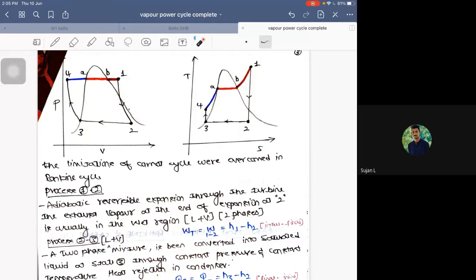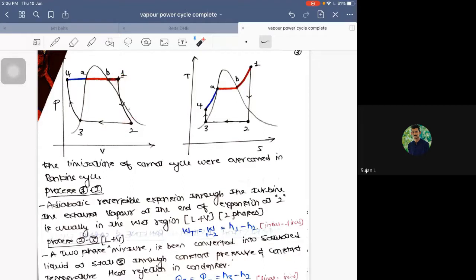So expansion. Now, where is my state 2? It is in the wet region, isn't it? If there is a turbine, the inlet would be superheated steam, can I say? And the outlet would be in the wet region, correct? The outlet of the turbine. So the inlet would be of superheated state. That means the turbine expands from the superheated state till it reaches the wet state.